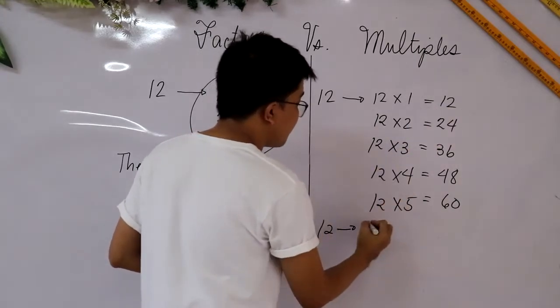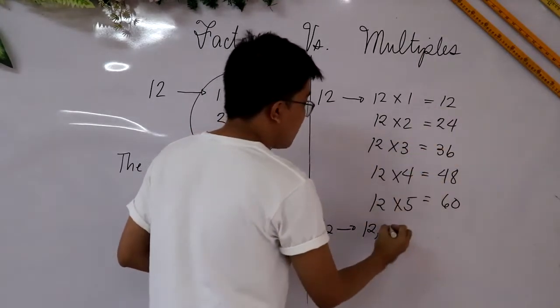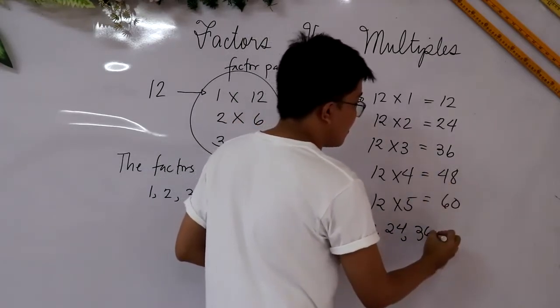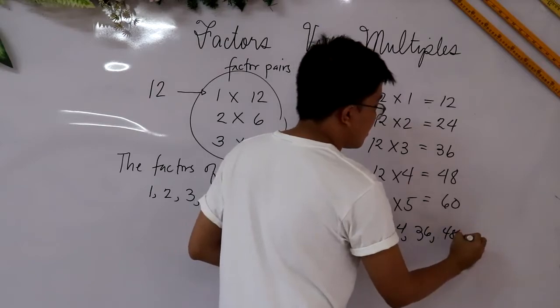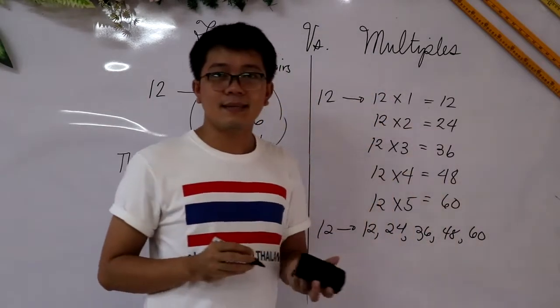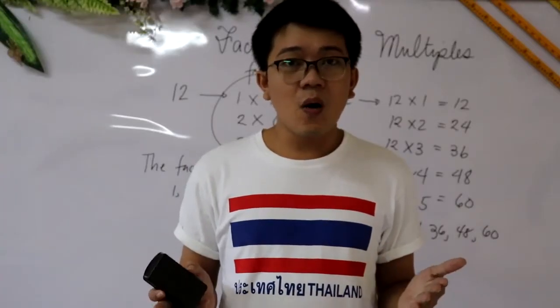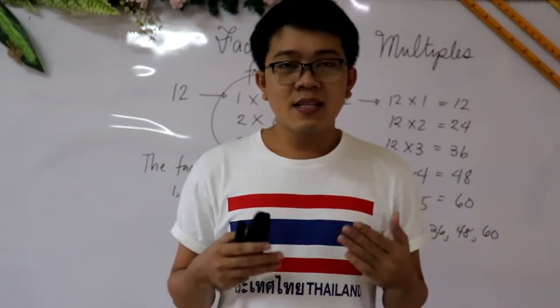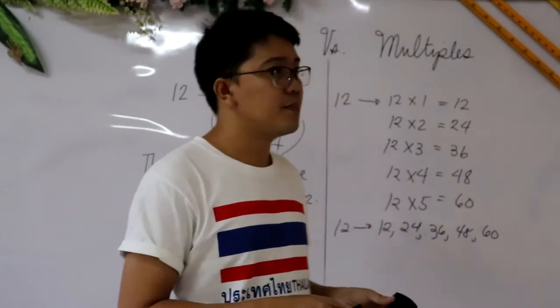The first 5 multiples of 12 are 12, 24, 36, 48, and 60. Now that we have all the factors of 12 and the multiples of 12, it's time for us to compare the two.